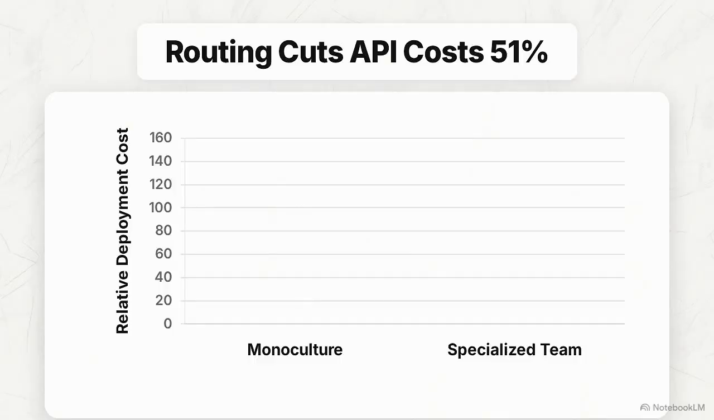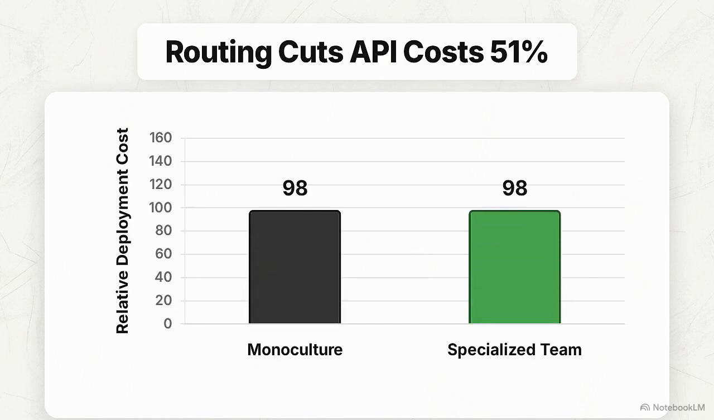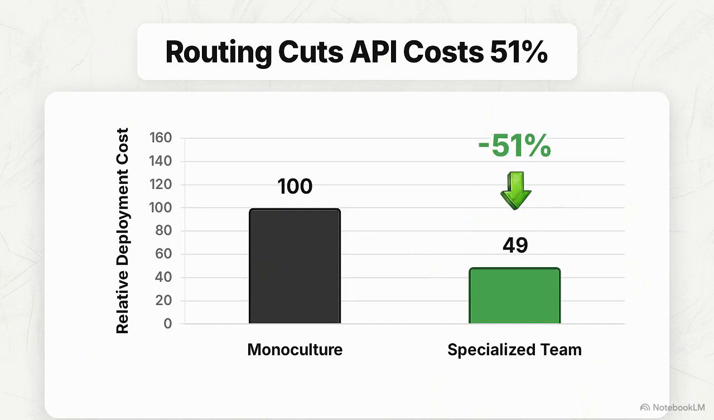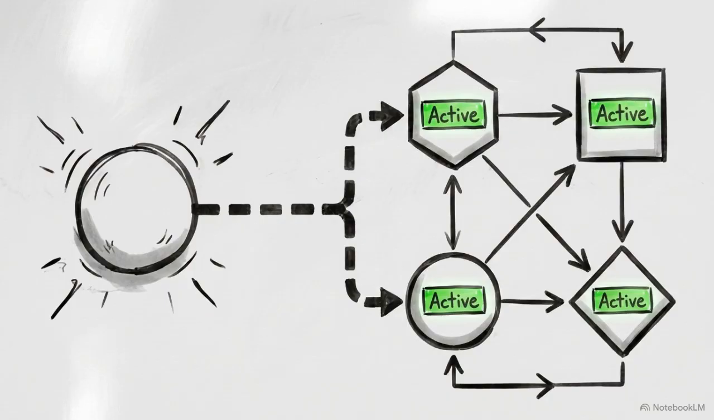Look at this bar chart comparing deployment costs. The tall bar shows the high cost of a uniform Opus deployment, while the lower bar shows our multi-agent routing. By splitting the work, we achieve a 51% reduction in API costs. Matching model intelligence directly to task complexity is the core principle that makes AI economically viable at an enterprise scale.